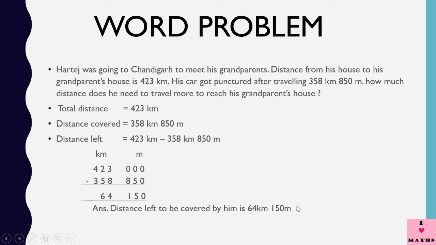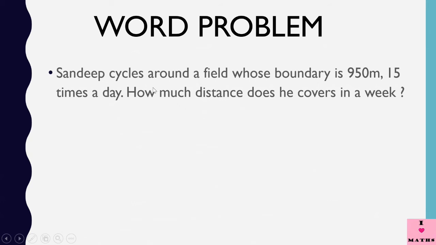Okay, children, see how we did it? How we did the subtraction? And remember it, children, if here meters are not there, that's why we have put 0, 0, 0. Okay, let's do one more problem.